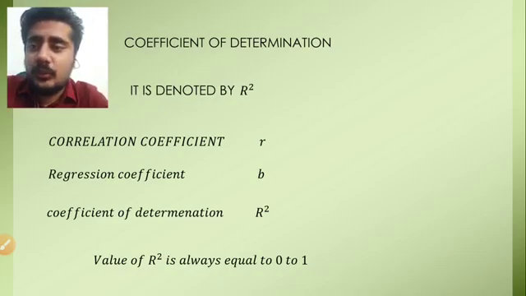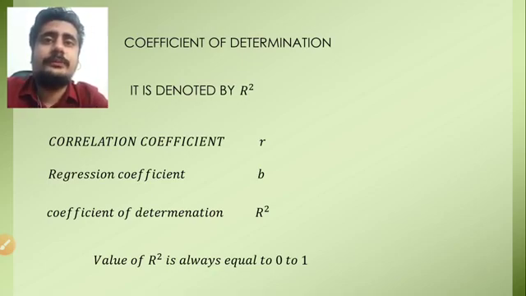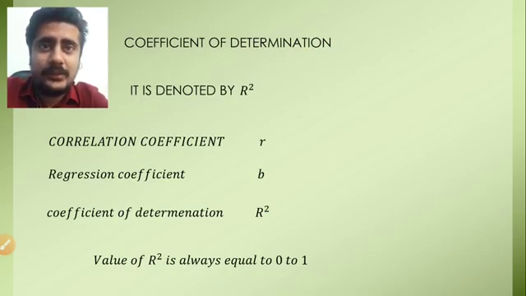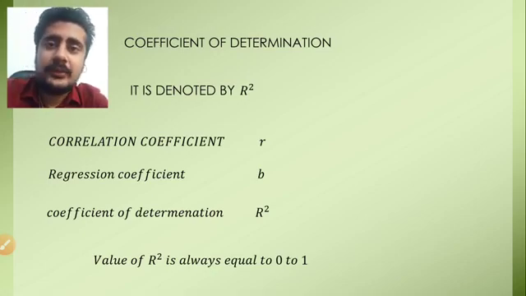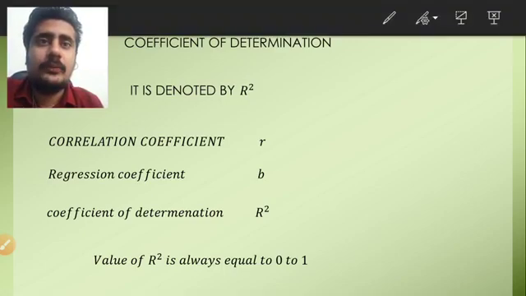Now, as you know, the value of r is always between -1 and 1. What will be the value of r square? It will be between 0 and 1, because when I square r, the negative sign becomes positive. If you multiply two negative signs, it becomes positive, so the square will always be positive. So the range of the value of r square is between 0 and 1.